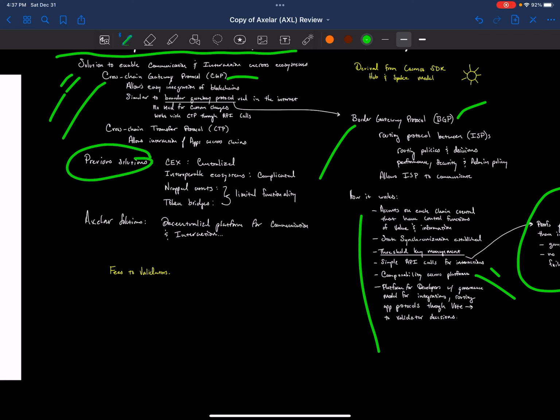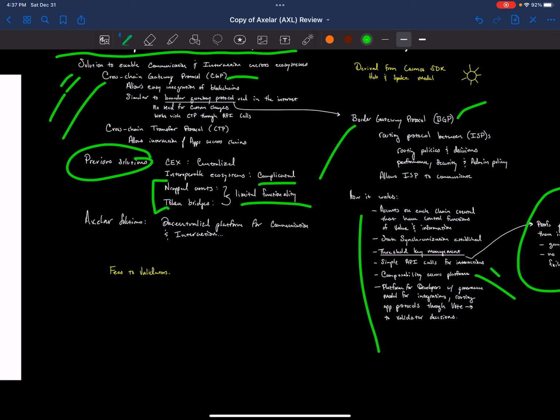The previous solutions are centralized exchanges and interoperable ecosystems. So this will probably have a DEX on it that allows for trading different tokens, just like Rune does today. A trustless exchange. You also have interoperable ecosystems, which are complicated. And also these wrapped assets and token bridges, those are limited in functionality.